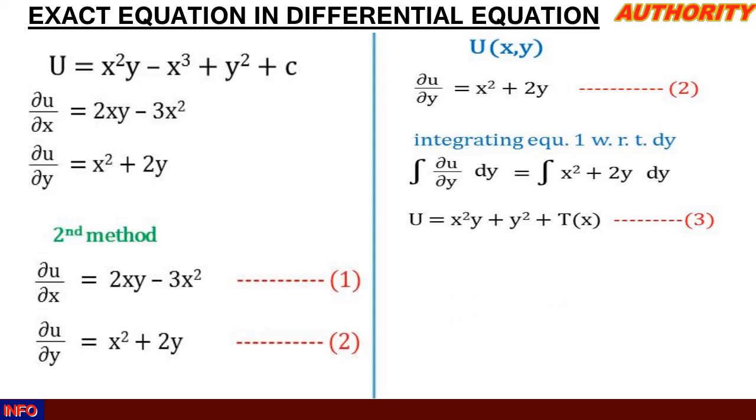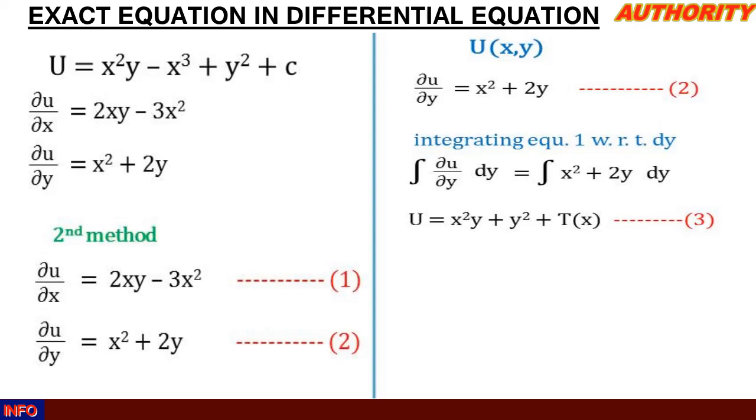u is x squared y plus y squared plus t of x. But we don't know what t of x is. So that means the only work we need to do now is to find what t of x is. When we find what t of x is, we bring it here, then we are done.